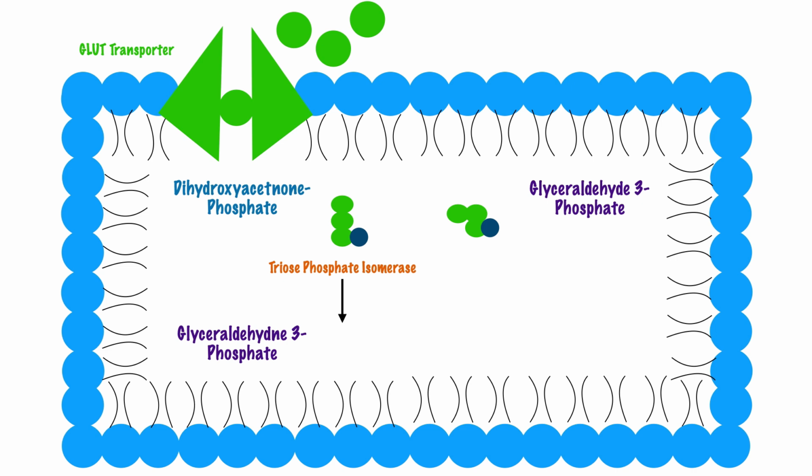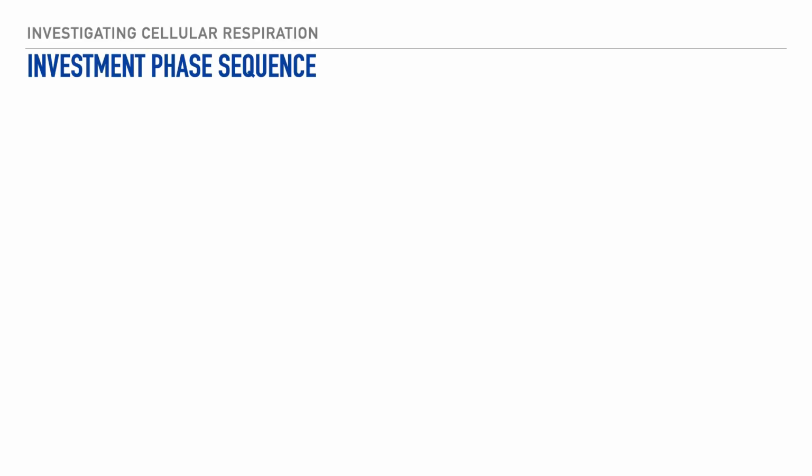Now, this represents the end of what we call the investment phase. And as a reminder, we call this the investment phase because the body has utilized or donated 2 molecules of ATP to this process with the intention that a larger number of ATP molecules will be produced. So here's a quick synopsis of the steps we've uncovered in the investment phase.